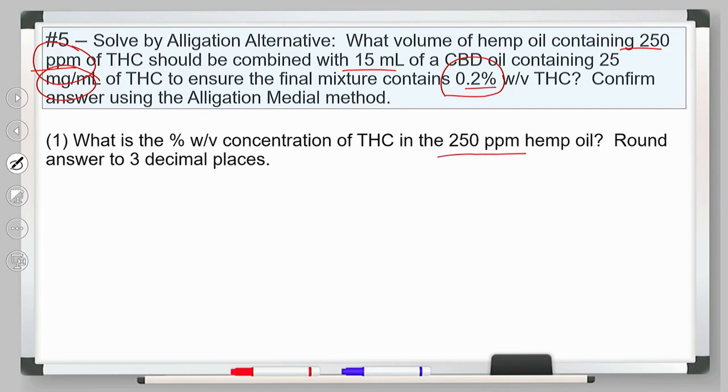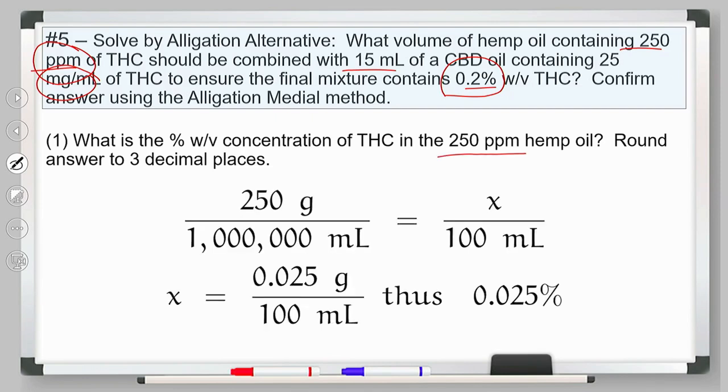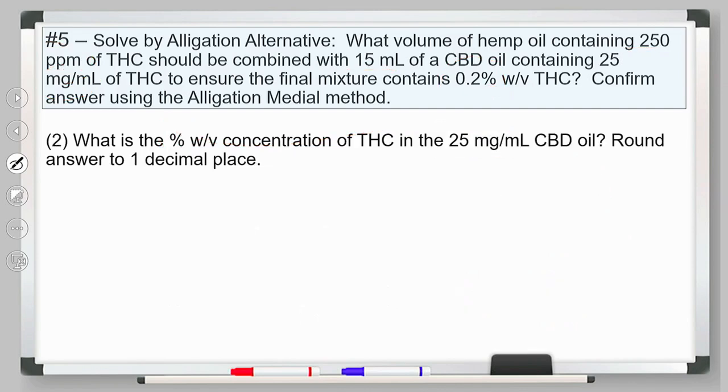So for the first step, 250 parts per million. That means 250 grams, because we're talking about a weight per volume, so 250 grams per 1 million milliliters. I know that seems like a big number, but that's parts per million. Since we want a percent concentration, we want to know how many grams per 100 milliliters. So if we take 250 times 100 divided by a million, I get 0.025%. Okay, so there's my first percent, my low concentration.